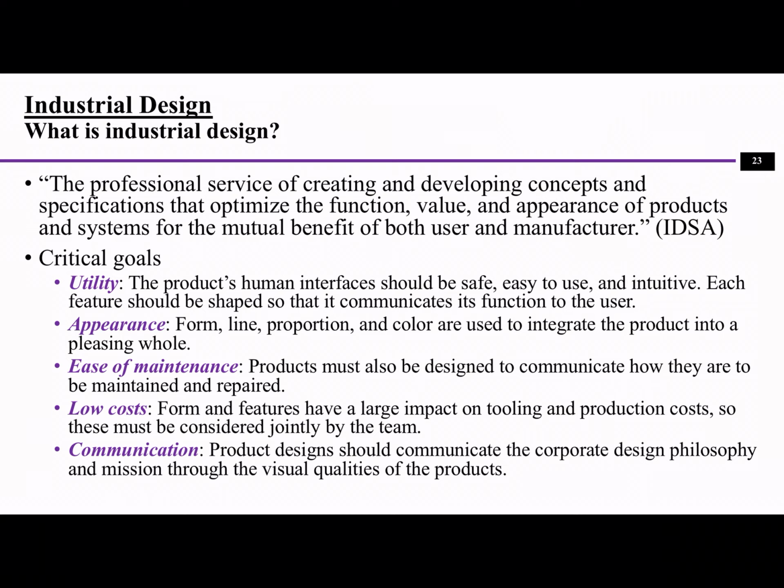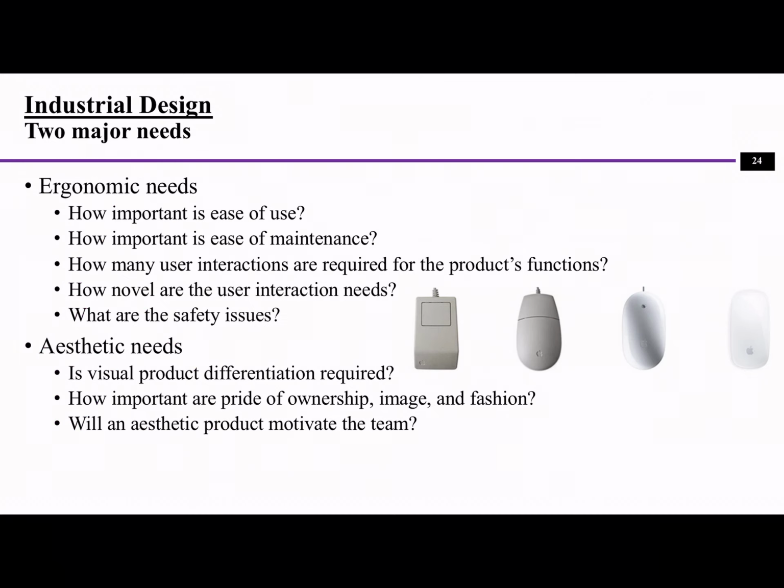Communication in product design should communicate the corporate design philosophy and missions through the visual qualities of the products. Right, a lot of the time you can see the products have different themes, and it represents the brand. For example, Apple products have a common theme. Microsoft has another theme. So this is some of the goals for industrial design.